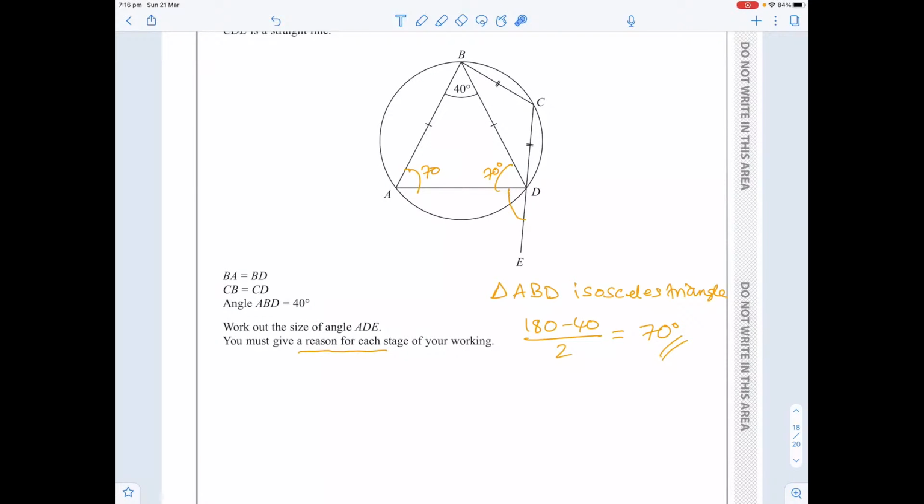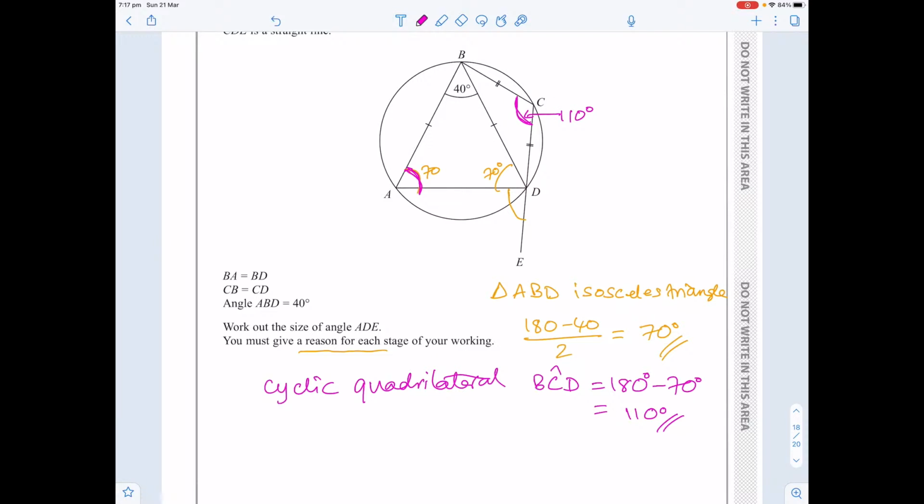Next, we have to build up to the answer. You can't straight away get to the angle that you want, but we will get there eventually. Now, as I mentioned, it's a cyclic quadrilateral. So this angle right here and this angle right there are opposite. And in a cyclic quadrilateral, opposite angles add up to 180 degrees. Therefore, in order to find what angle BCD is, we are going to do 180 minus the 70, and that gives us 110 degrees. So this right here is 110 degrees.